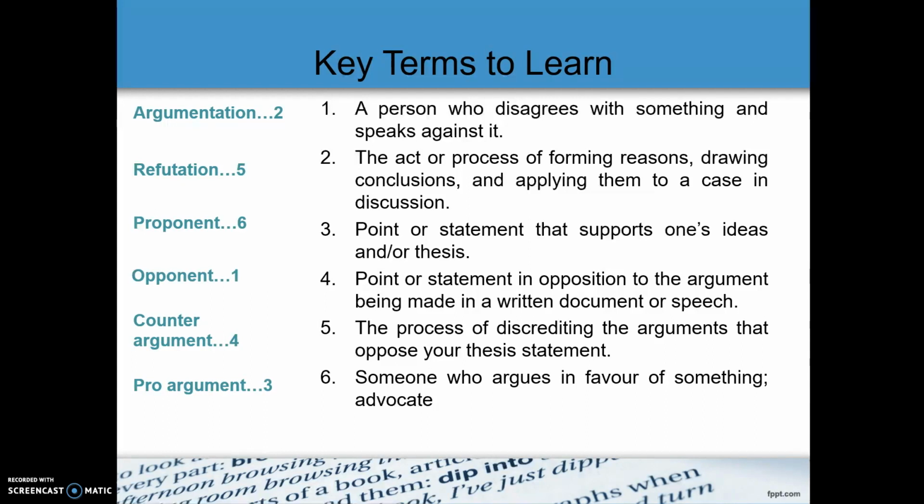4. Point or statement in opposition to the argument being made in a written document or speech is known as counter-argument. 5th, the process of discrediting the arguments that oppose your thesis statement is known as refutation. And finally, someone who argues in favor of something, or advocate, is known as proponent. Alright, is known as proponent.